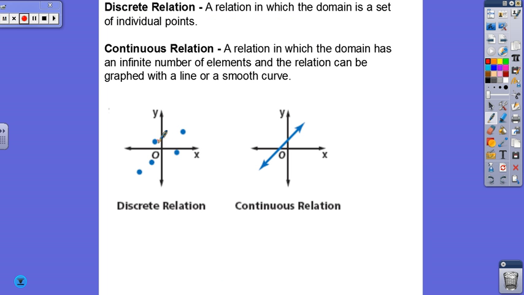Discrete versus continuous. If I have a graph that is simply a set of points, that would be discrete. If I have a graph that is a smooth line or curve, that would be continuous. Basically, discrete means I would have to pick up my pencil in order to draw this graph, whereas continuous, I could draw it without picking up my pencil.